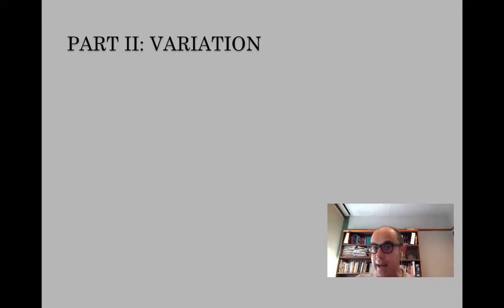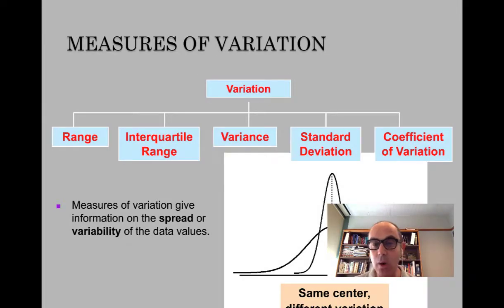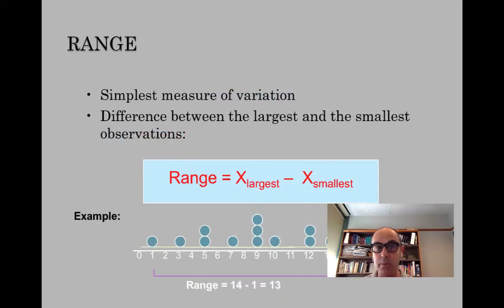Okay, so the second part in our discussion of descriptive statistics. Here we are going to talk about range, interquartile range, variance, standard deviation, and coefficient of variation. The idea here is that we are measuring the information based on the spread of the data values. And that's where visualization comes into play, in order for us to understand why it is so important.